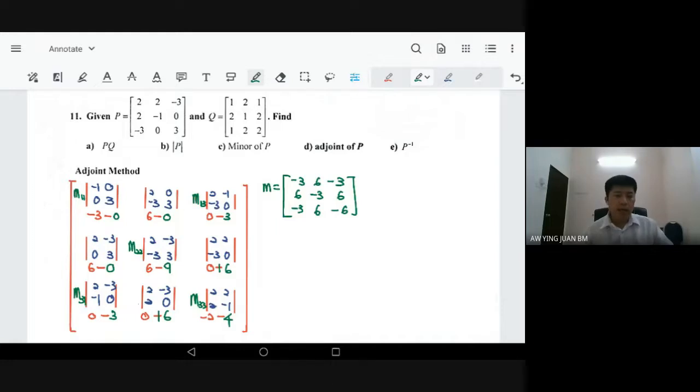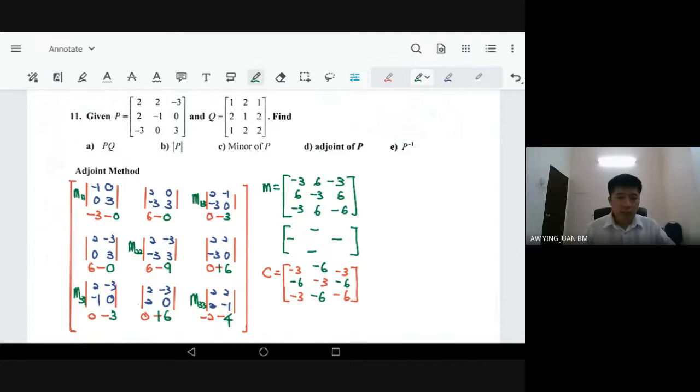Next is to find the cofactor. As we all know, in the cofactor, we have the sign formula. Do remember the negative signs for positions 1,2, then 2,1, then 3,2, and then 2,3. After you apply the signs, we have the cofactor, where we have negative 3, negative 3, negative 3, negative 3, negative 6. For the rest, we have to multiply with the negative, so we have negative 6, negative 6, negative 6, negative 6. So here we have the cofactor from the minor.